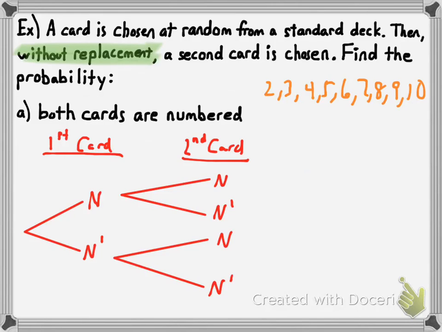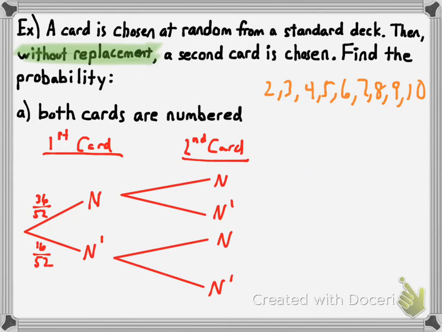Now, I'm not going to simplify that in this case, and I think you'll see why in a moment. 36 out of 52 cards are numbered, which would mean the remaining 16 out of 52 are not numbered. Now, here's where the without replacement takes effect. Whenever we had 52 cards on the first draw and we took one but we didn't put it back, that leaves us with only 51 cards the second time, doesn't it?